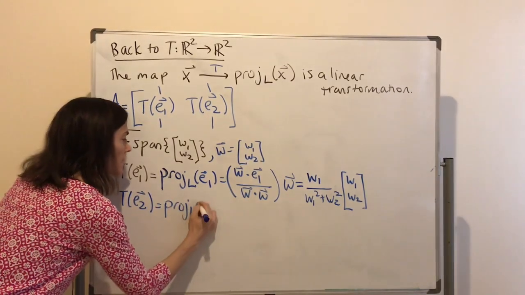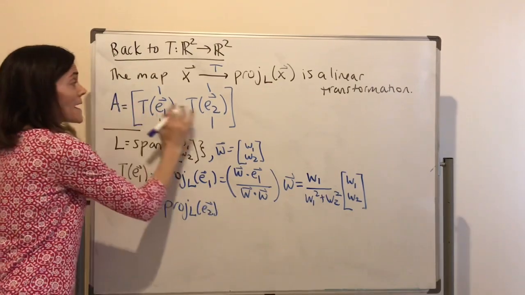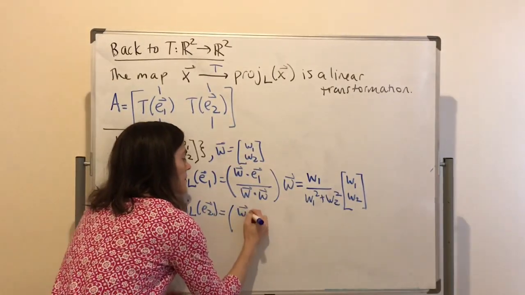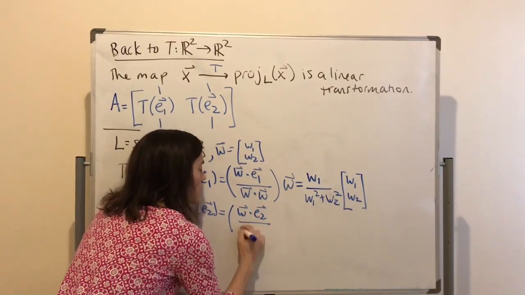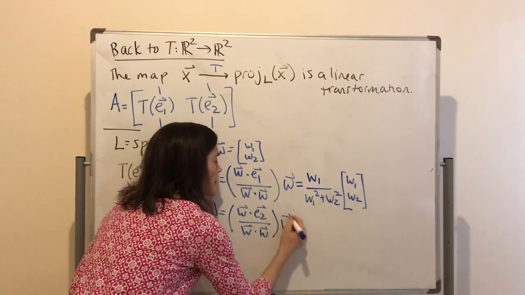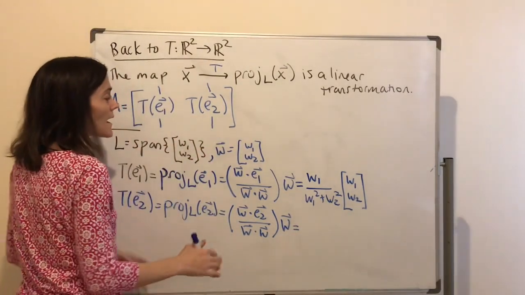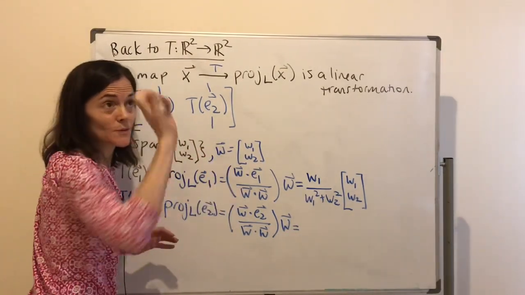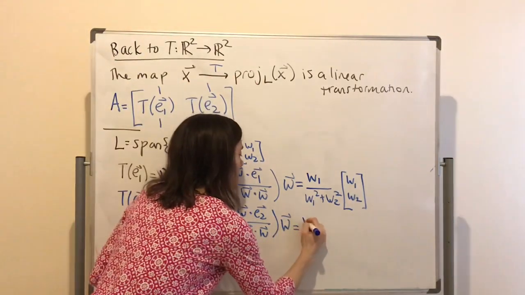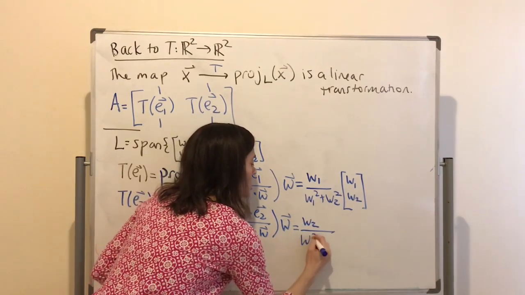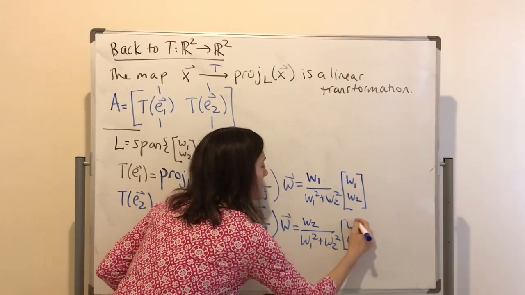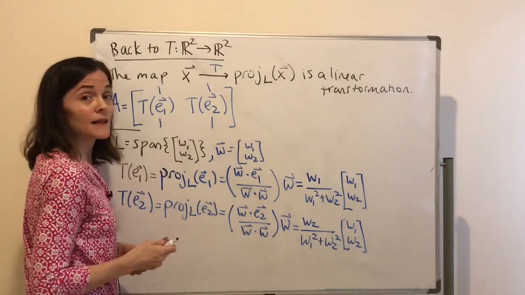It's the projection onto L of E2. This is going to be my second column. And again, this is just W dot E2 over W dot W times the vector W. Now if I dot this with E2, which is 0, 1, I just get W2. So this is W2 over W1 squared plus W2 squared. These are the two columns of my matrix.